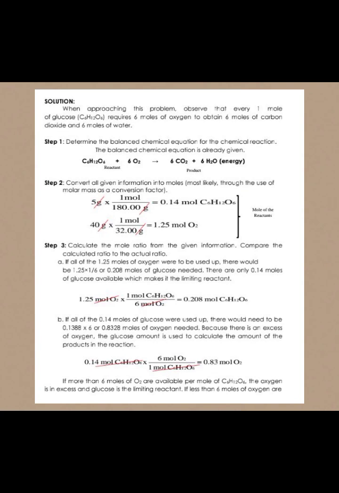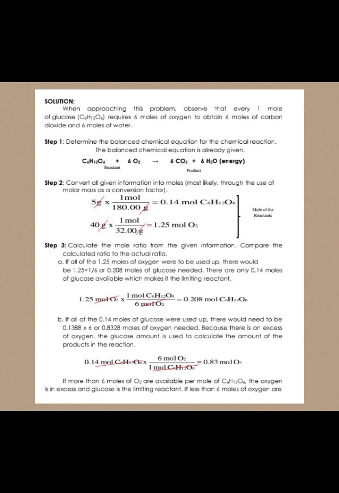Solution. When approaching this problem, observe that every 1 mole of glucose, C6H12O6, requires 6 moles of oxygen to obtain 6 moles of carbon dioxide and 6 moles of water. Step 1. Determine the balanced chemical equation for the chemical reaction. The balanced chemical equation is already given. C6H12O6 plus 6O2 are the reactants, and 6CO2 plus 6H2O plus energy are the products.